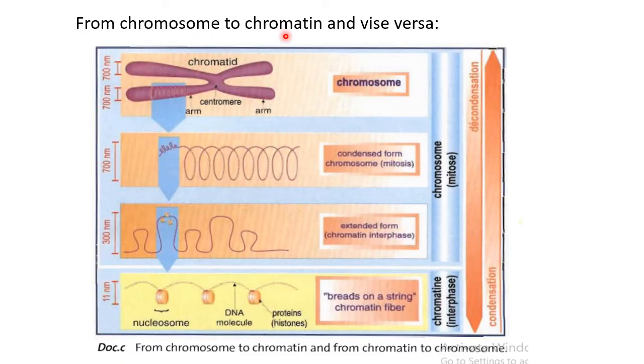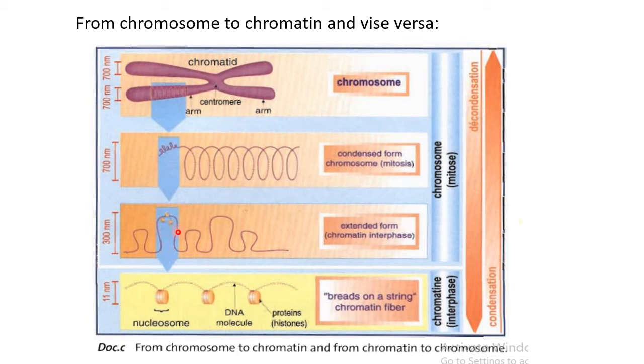From chromosome to chromatin and vice versa. We want to know what is happening inside the chromosome when moving from chromosome to chromatid or chromatin. It means from mitosis to interphase or from interphase to mitosis. First, starting with a chromosome at mitosis, it is composed of two chromatids joined by a centromere. If we take this part of the chromosome, or inside a chromatid, we find this condensed form of the chromosome that is composed of DNA. And this is the extended form, or chromatin. It is long and thin. This will be in the interphase.